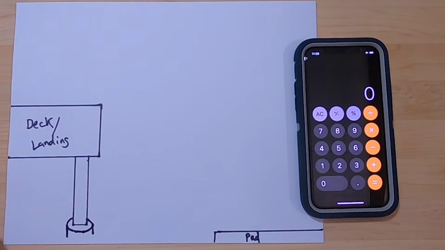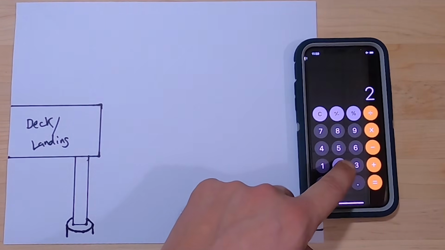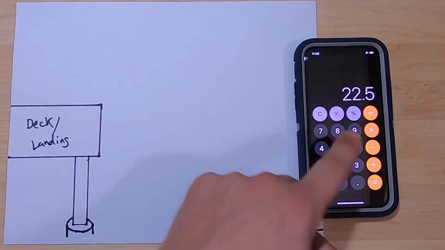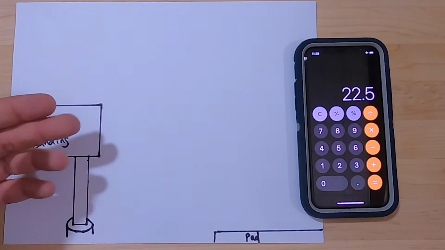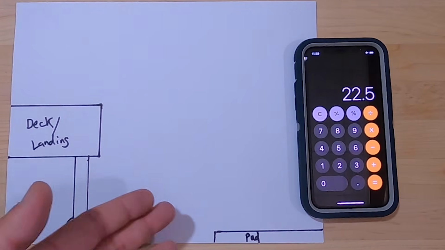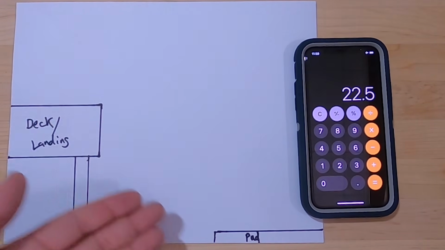Okay, I want to try and explain this as simply as I possibly can with my fancy schmancy diagram here and a calculator. So this is the deck or the landing, and this is the pad or where you want the stairs to land. So I took my level across here and measured this height. That is 22.5 inches. Now, I said that my risers are going to be 7.5, and I knew how many risers I was going to have. But you're going to start out like this, and what you're going to have to do basically is guess.